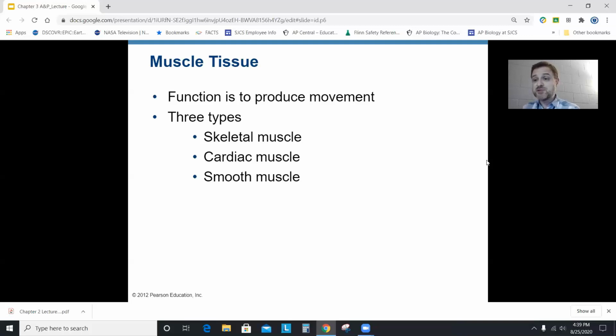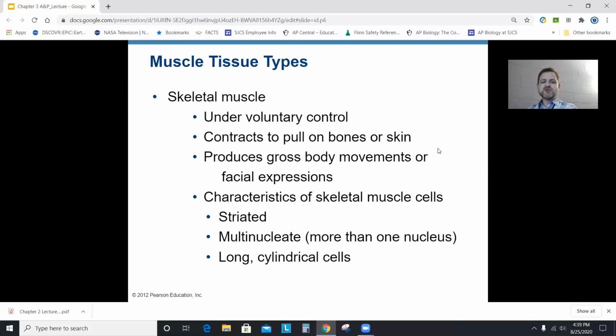Muscle tissue is to produce movement, right? There's three types. There's skeletal muscle, there's cardiac muscle, and there's smooth muscle. Okay, let's go through each one quickly. So skeletal muscle, voluntary control means you can control it. So if I want to walk, I can physically control that. You don't have to tell your heart to beat. Your heart is an involuntary muscle. Your biceps are a voluntary muscle.